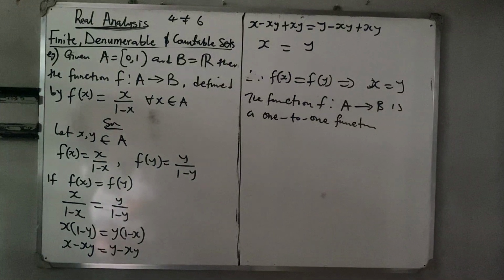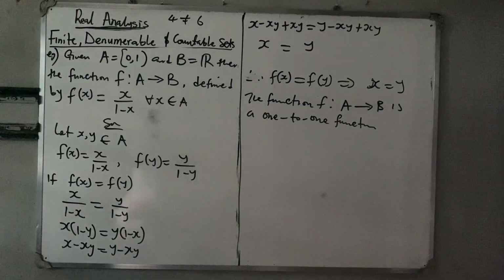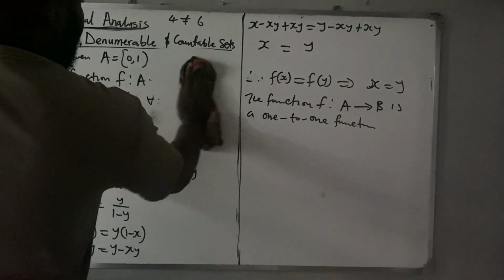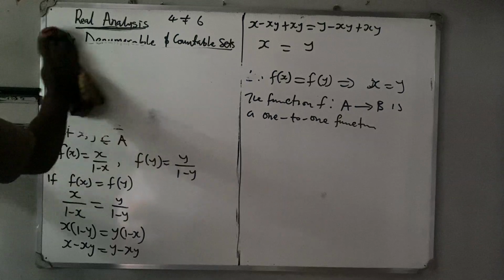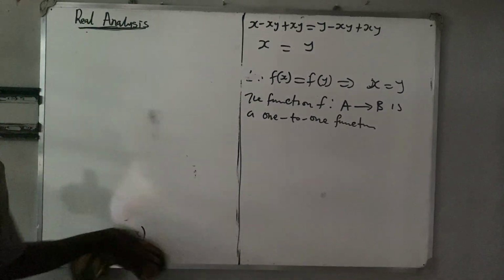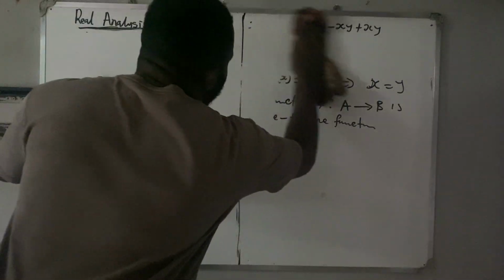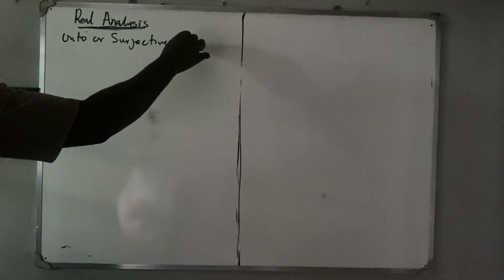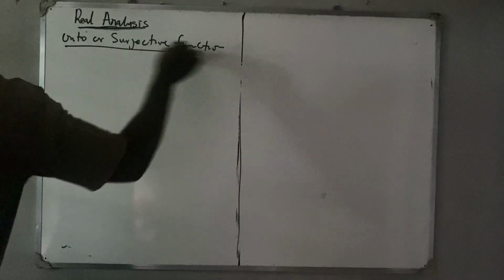So now let's talk about onto function, that is surjective function. Then we'll talk about bijective function. Then we are done. Then in the next video, we move to telling you about finite, countability, and denumerable sets. So now, onto function. Onto, or you call it surjective function.